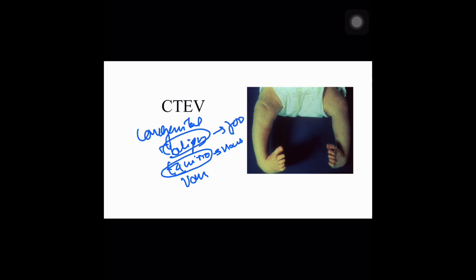Hello everyone. In this lecture series, we are going to learn about congenital talipes equinovarus. Equino comes from the word horse, and talipes means foot. Congenital means it's by birth, and you need to remember that varus means it's an inward deformity.